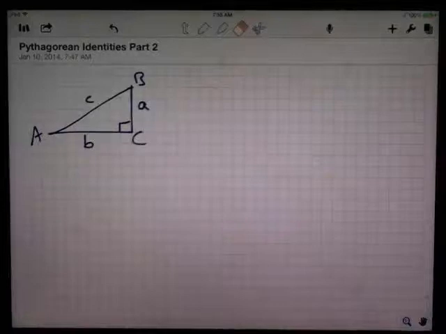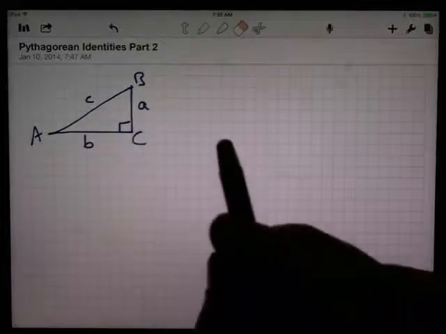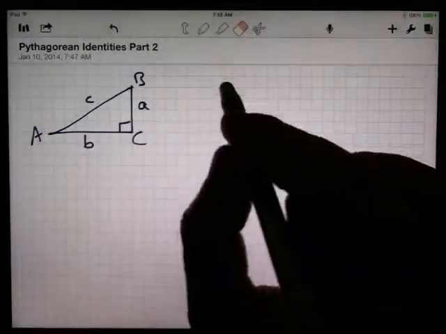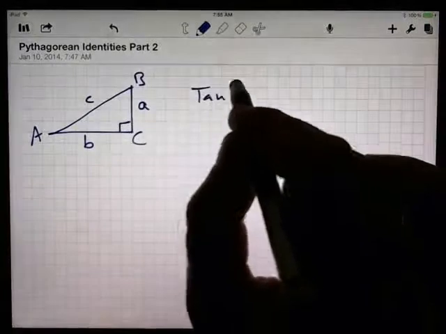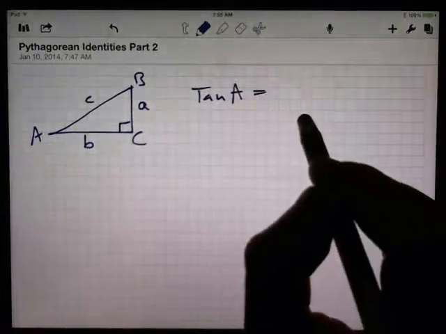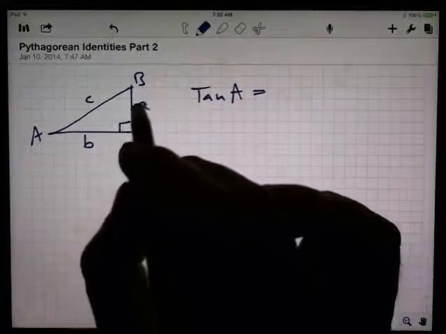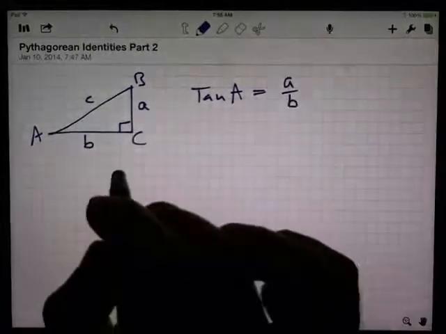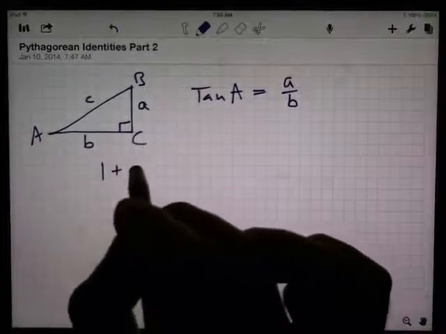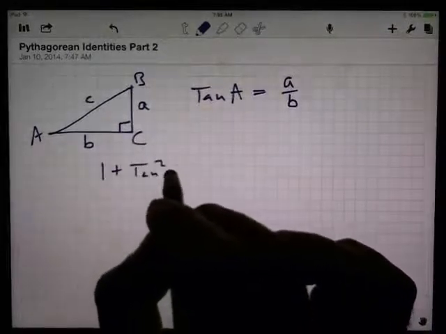Okay, we got two more Pythagorean identities we need to talk about. I've got my triangle drawn in here. I'm going to focus on angle A. I want to look at what is the tangent of angle A, and that is, tangent is opposite over adjacent, so A over B. I want to look at 1 plus the tangent squared of A.